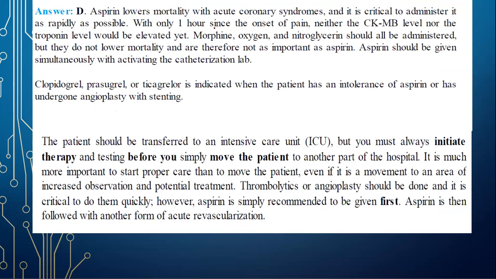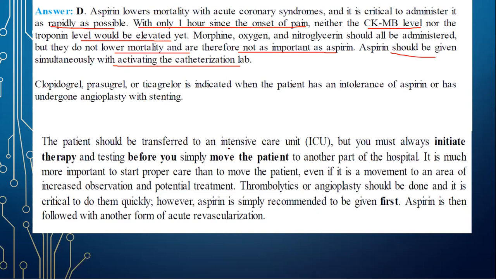Aspirin lowers mortality with acute coronary syndrome, and it's critical to administer it as soon as possible. With only 1 hour since the chest pain, neither your CKMB nor troponin will be elevated. You can obviously give morphine, oxygen, nitroglycerin, but they don't lower mortality and are not as important as aspirin. Aspirin should be given simultaneously with activating the catheterization lab. So give aspirin, and call the catheter lab to start sending the patient for PCI.